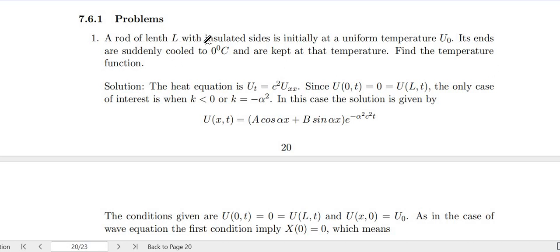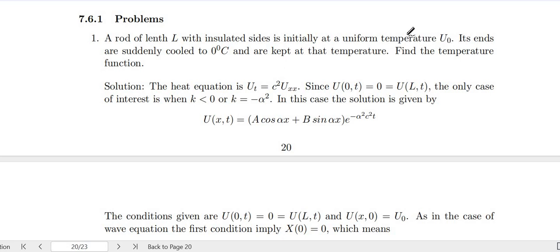Suppose a rod of length L with insulated sides is initially at a uniform temperature U0. Its ends are suddenly cooled to a temperature of 0 degrees and are kept at that temperature. Find the temperature function. Observe the data given. First, it is said that the sides are insulated. Of course, it's a common assumption made on the rod. And the important thing is that initially the rod is at uniform temperature U0.